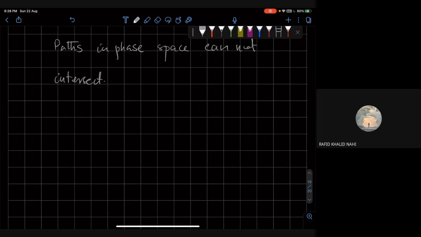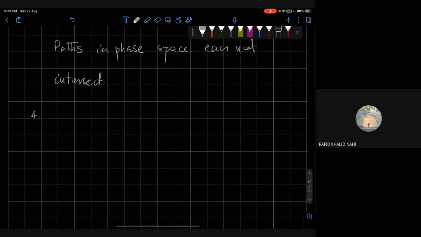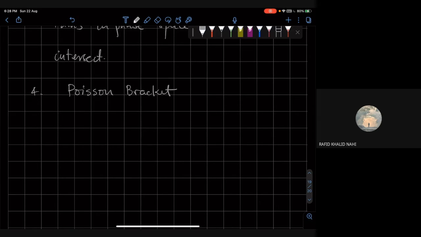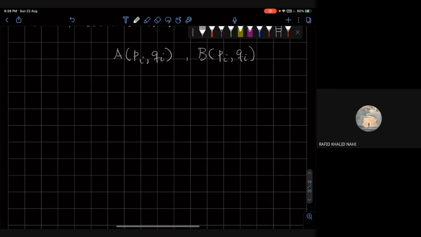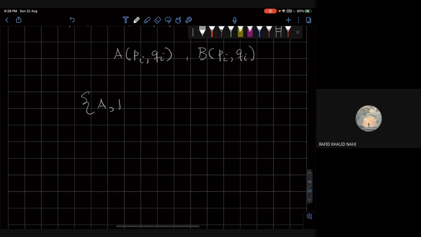Another important idea, so this was 3, is the idea of a Poisson bracket. If I have two observables, say physical quantities which are functions of Pi and Qi, say A and B, then we can define their Poisson bracket, and it's given by dA by dQi, there's a sum over i, dB by dPi.